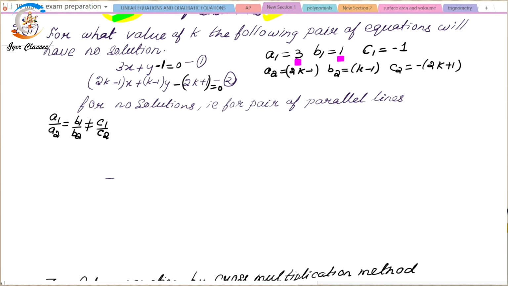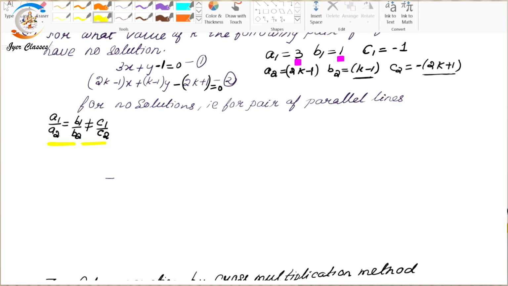Okay. Now what about a2? It is inside the bracket. It is 2k minus 1. b2 is equal to k minus 1 and c2 is equal to bracket के बाहर minus 2k plus 1. Right. So for no solutions, that is pair of parallel lines, we have got a1 by a2 should be equal to b1 by b2 but not equal to c1 by c2. Right. So let us write the values one by one and get the value of k.